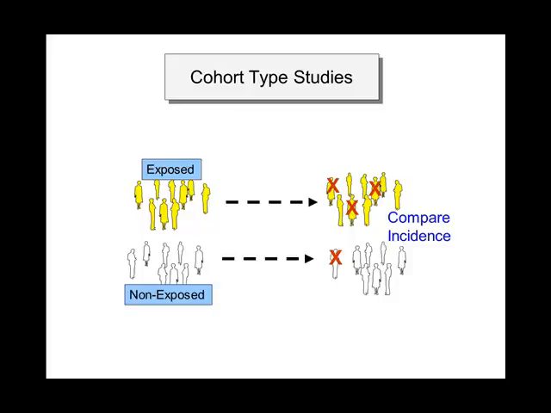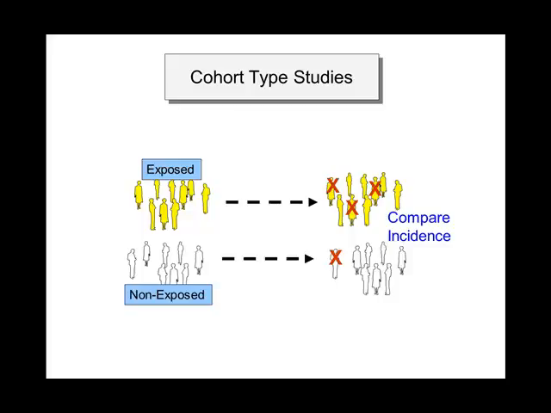Both the retrospective and the prospective cohort study follow that fundamental cohort design. That is, they identify a cohort of individuals who initially do not have the outcome of interest. The cohort is then grouped based on their exposure status, and exposed and non-exposed individuals are then followed forward in time to see what subsequently happened to them, so we can compare incidence and look for associations.